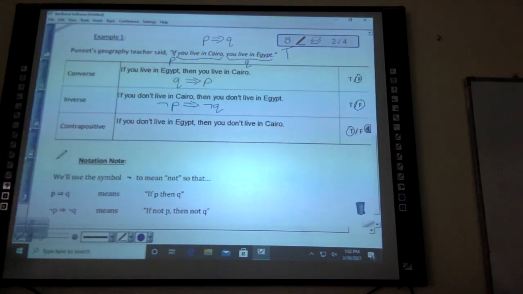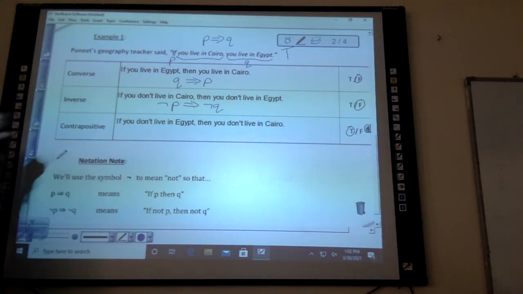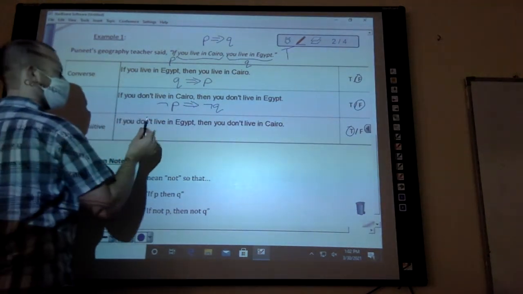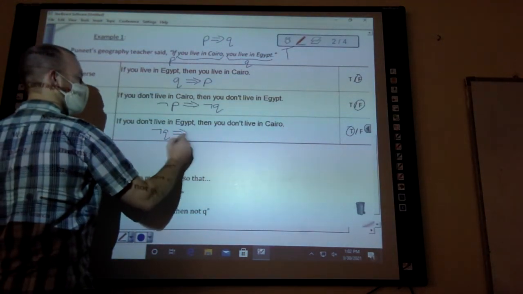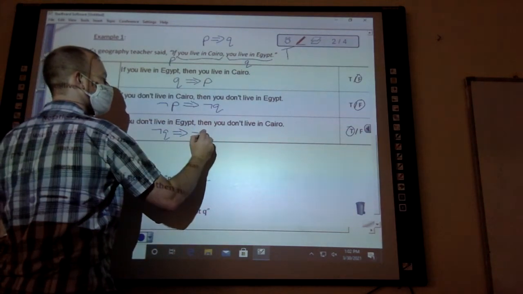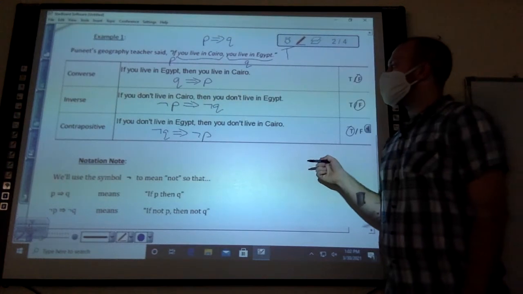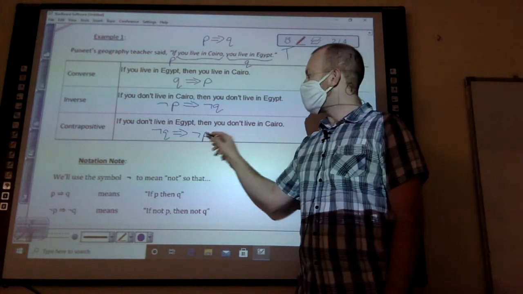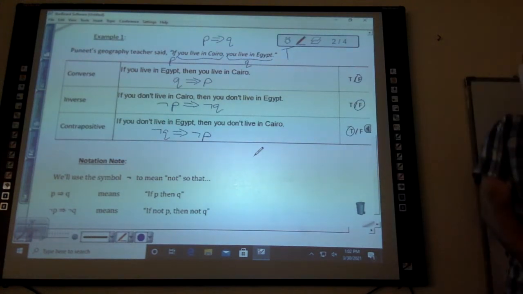And then what would the contrapositive look like? How would I write it? This one? Almost the same. You just switch the points. So it'll be, yeah, not Q implies not P. So be careful with notation, because that is also going to show up. You need to recognize what that means.